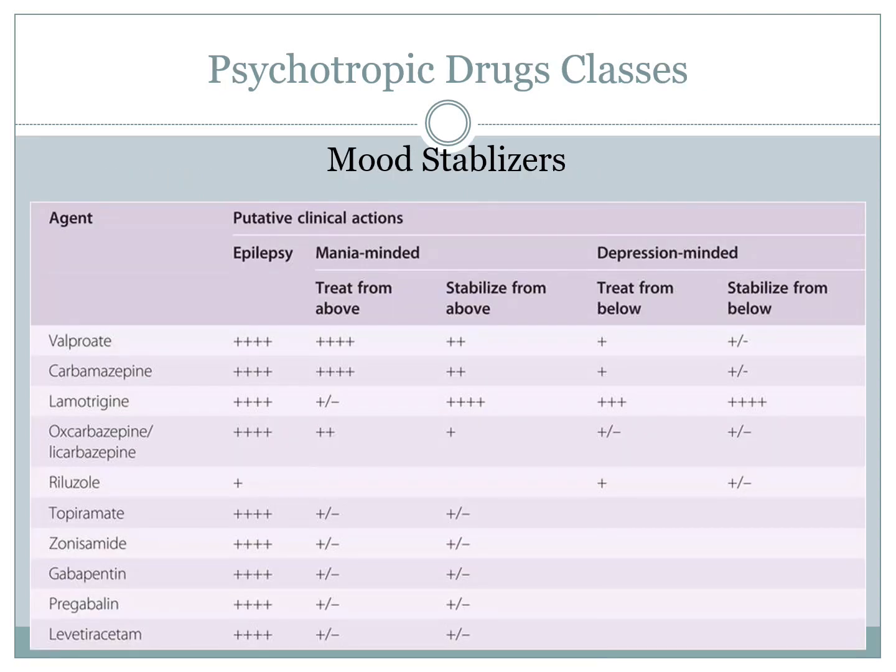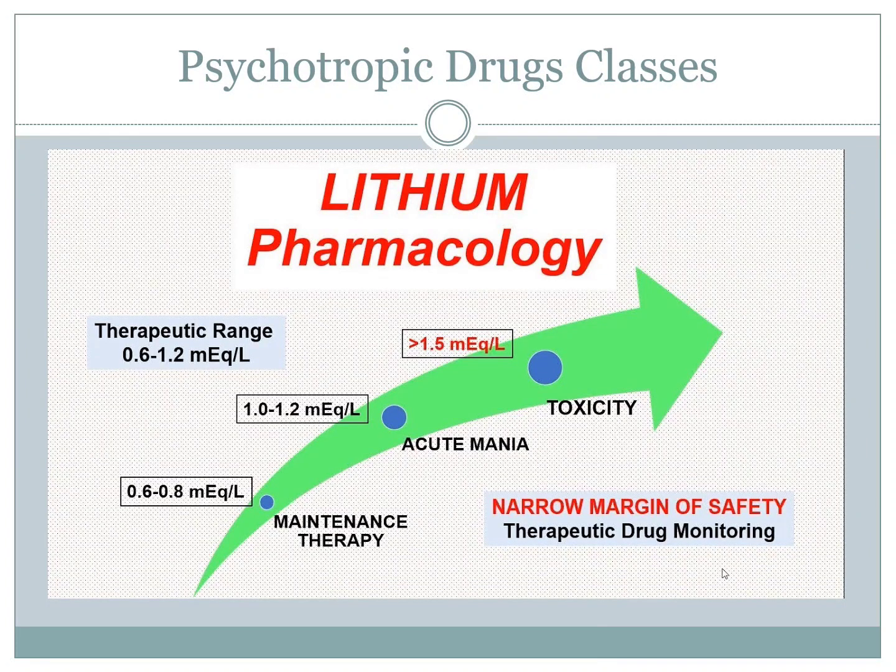Now, in the mood stabilizers, the anti-epileptic drugs like valproate, carbamazepine, lamotrigine, and oxcarbazepine are the widely used drugs for treating mania. Okay. Others have mixed results and are not classified as mood stabilizers. Another mood stabilizer, which is not in the class of anticonvulsant drugs, is lithium. And lithium has a narrow margin of safety.